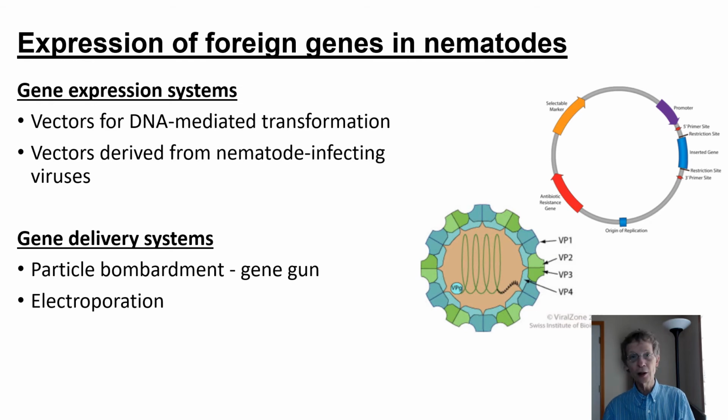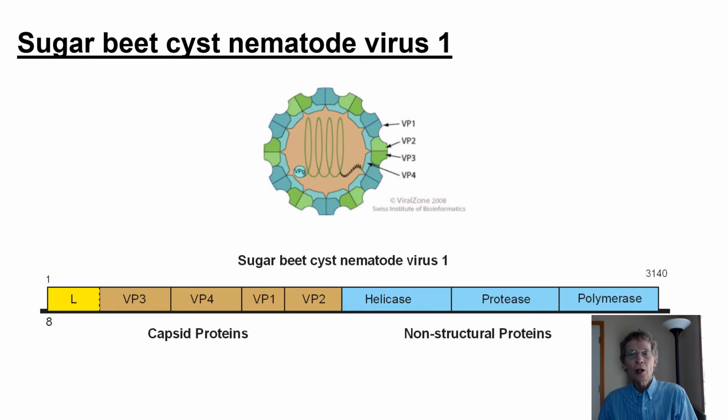So for the virus vector system, we are using a virus that we discovered recently in sugar beet cyst nematode, a close relative of soybean cyst nematode. We've named the virus sugar beet cyst nematode virus 1. This virus is very closely related to a group of other viruses that infect invertebrates. And because those viruses are well characterized, we can use that information to guide our manipulations of this nematode-infecting virus.